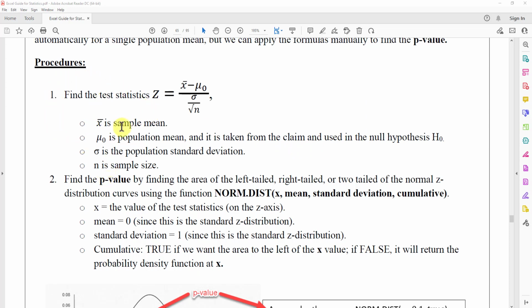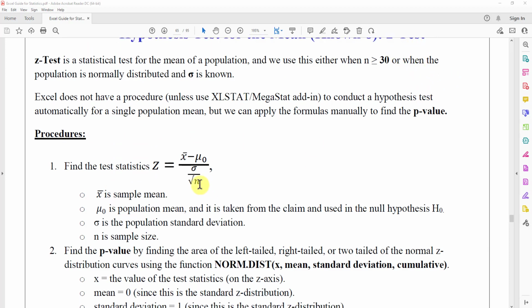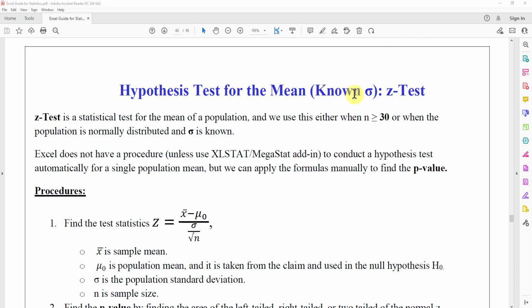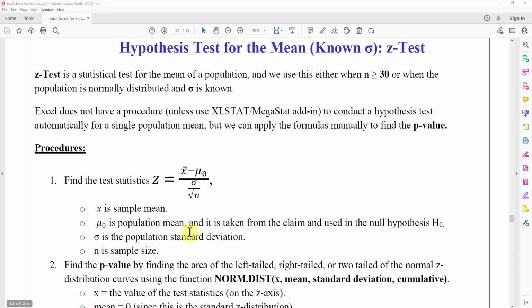The first step is to find the test statistic. This is a z-test, so we need to find the z-test statistic. Z equals x bar, the sample mean, minus mu naught. This is the population mean, and it is taken from the claim and used in the null hypothesis, H naught. Sigma is the population standard deviation because we do know the value of sigma. And then n is the sample size, the square root of n.